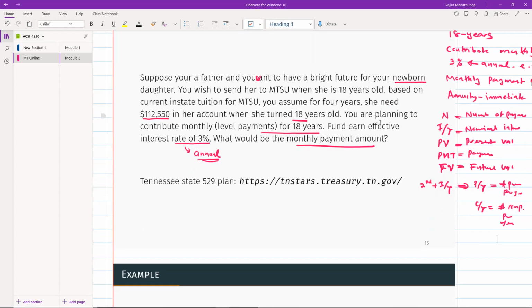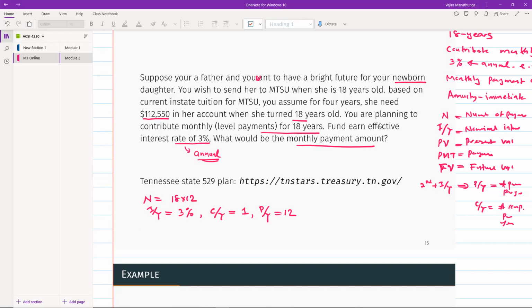Okay, so now let's solve this problem using these calculator functions. Number of payments is 18 times 12. What's the nominal rate? I/Y is 3%. Now you have to tell the calculator how many times compounding. This is nominal, remember. But this rate is really an effective rate. So nominal and effective are the same if compounding per year is 1. Okay. So C/Y you need to set to 1. And the payments per year are going to be 12.